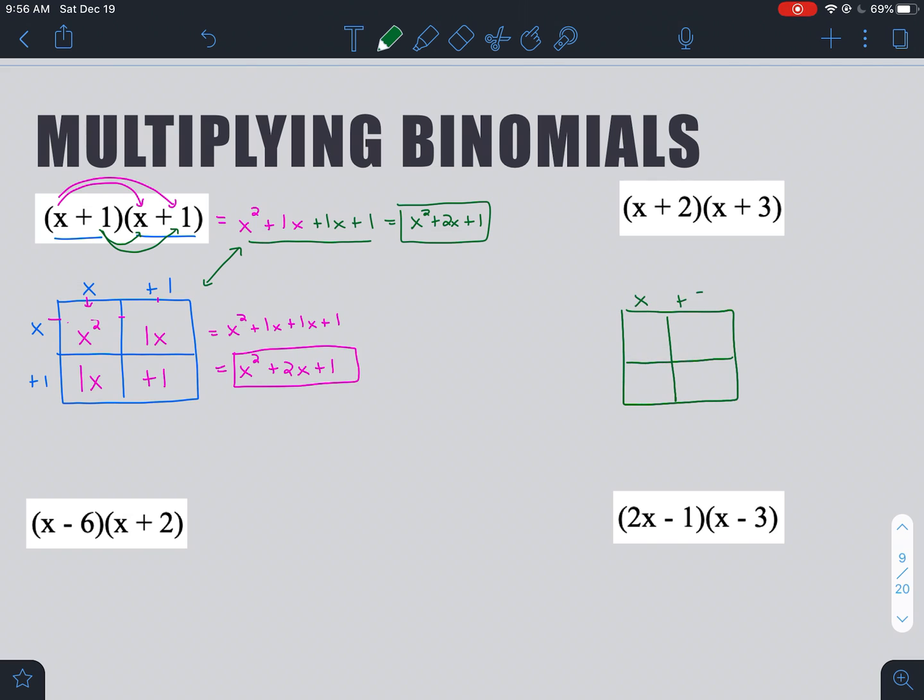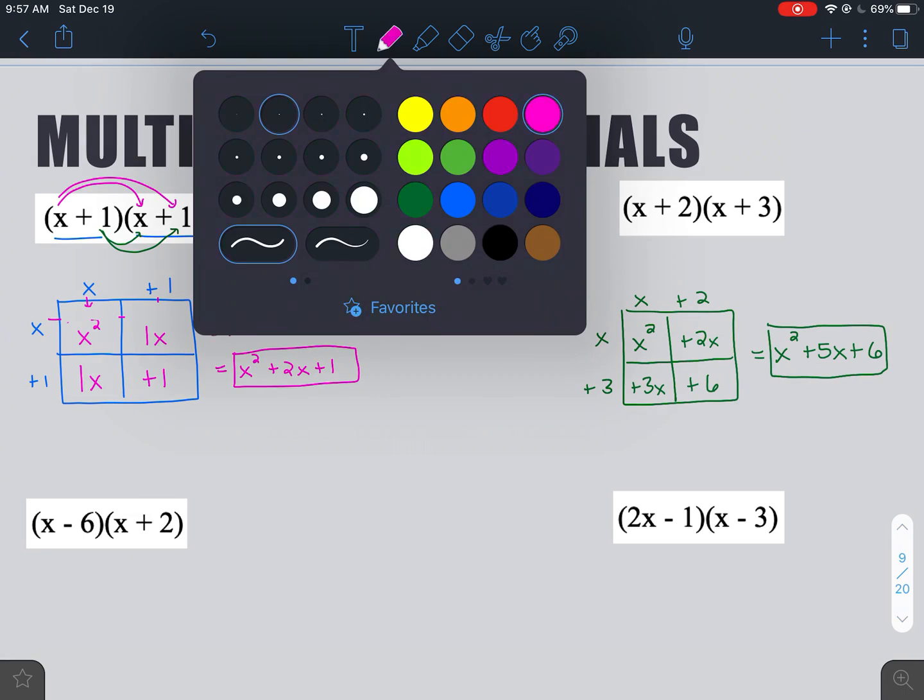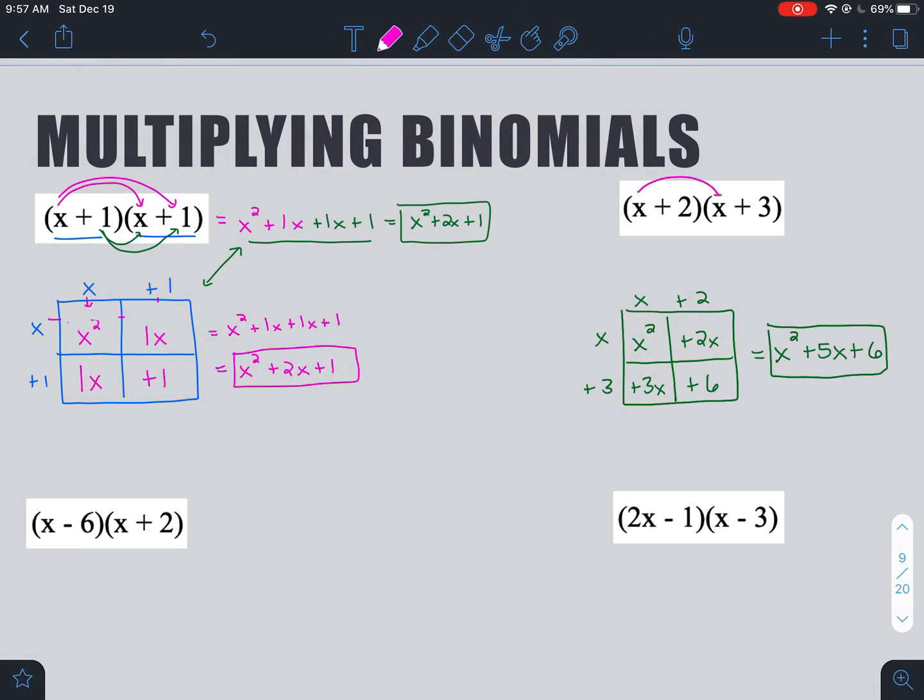All right, so x plus 2 times x plus 3. We'll start with the box method. So let's put our box. And then we have x plus 2, and we have x plus 3. And then we'll multiply. X times x is x squared. X times 2 is 2x. X times 3 is 3x. And 3 times 2 is 6. And then if I combine the like terms, the 2x and the 3x are like terms. So I get x squared plus 5x plus 6 using the box method.